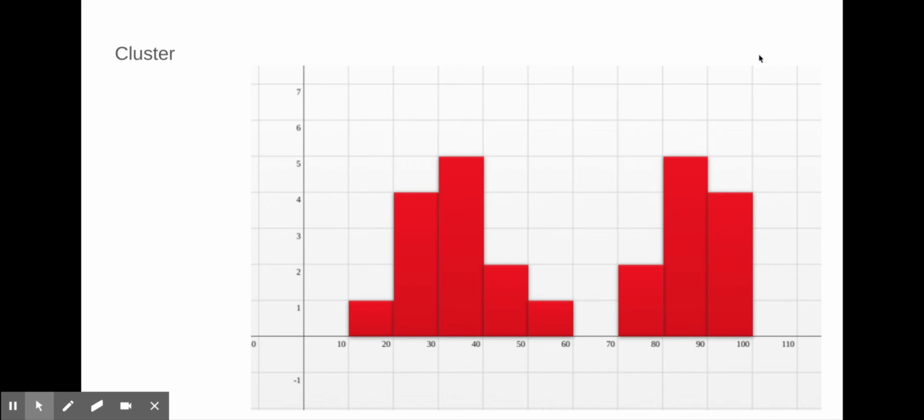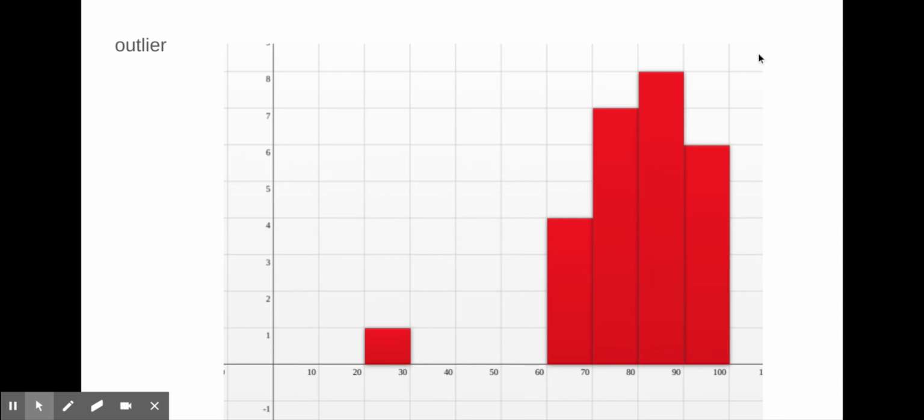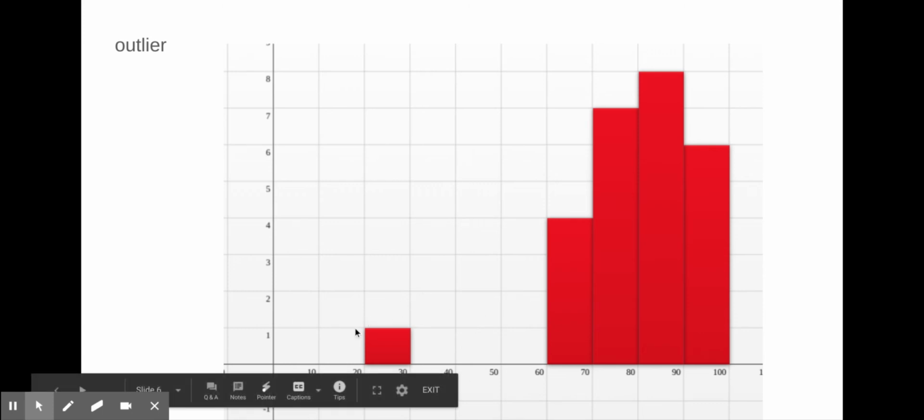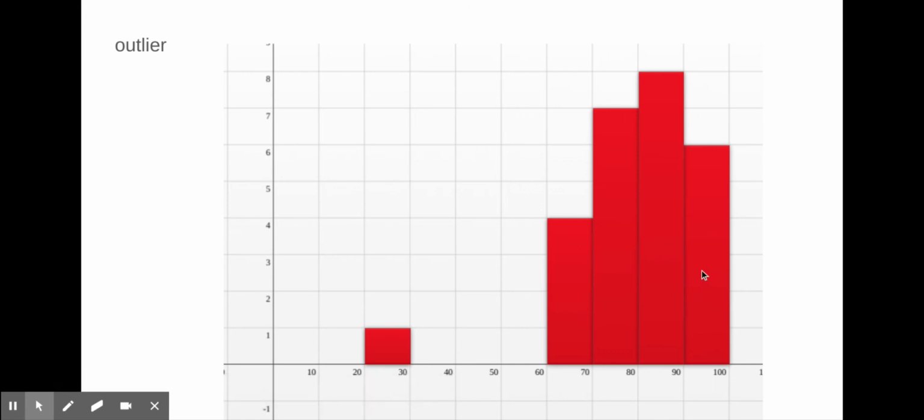A final word that we use when we're describing the shape of distributions is that of an outlier. Now, an outlier is something that lies on the outside. There are very formal definitions that you'll get to later in statistics, but in this case, you can easily see that this data point between 20 and 30 on the histogram as a single data point is significantly different from the rest of the data points over here on the right.